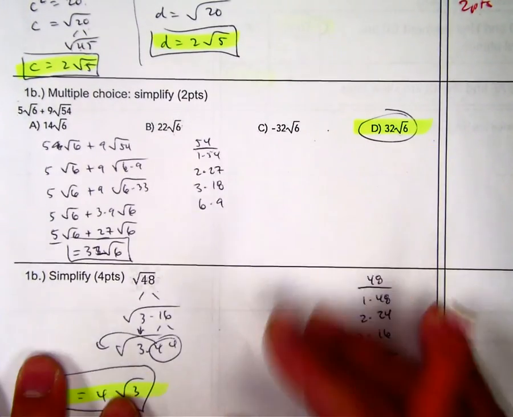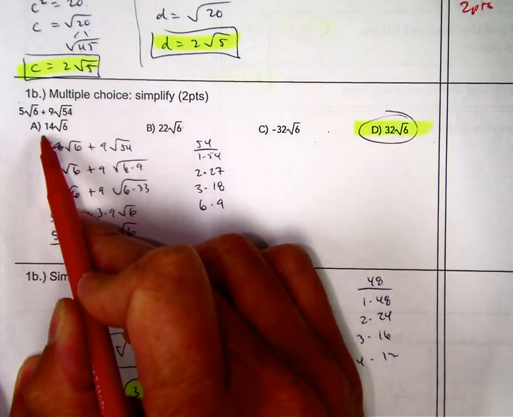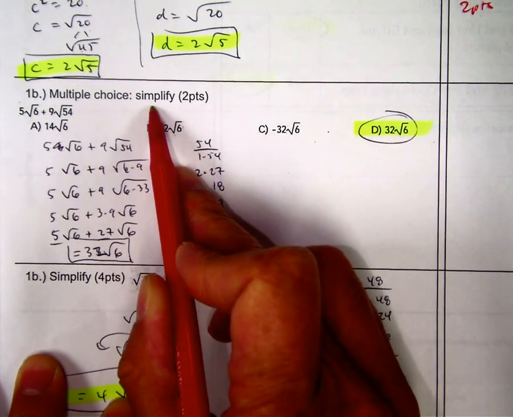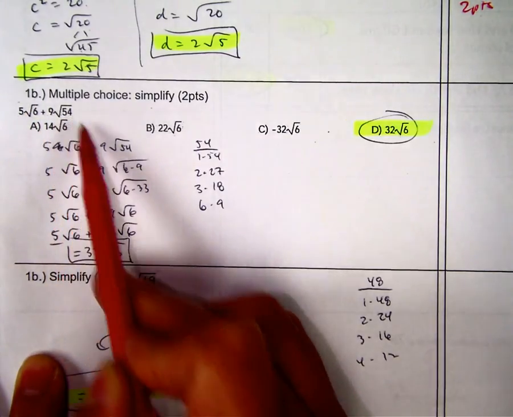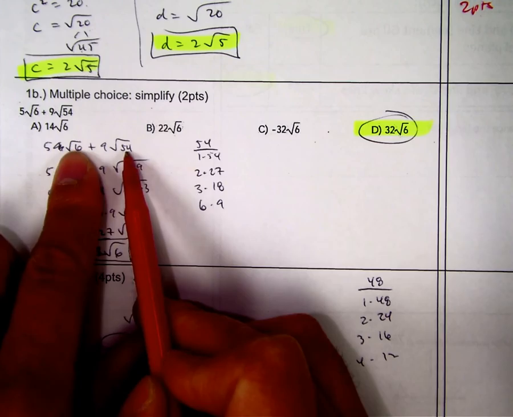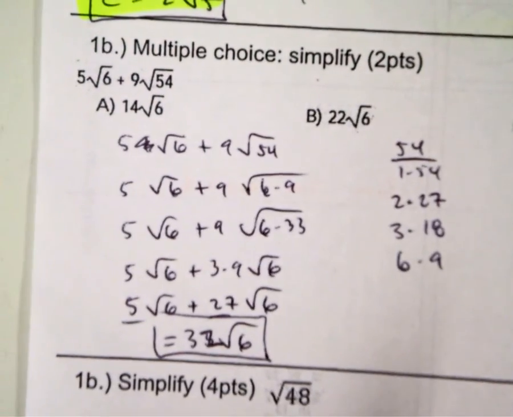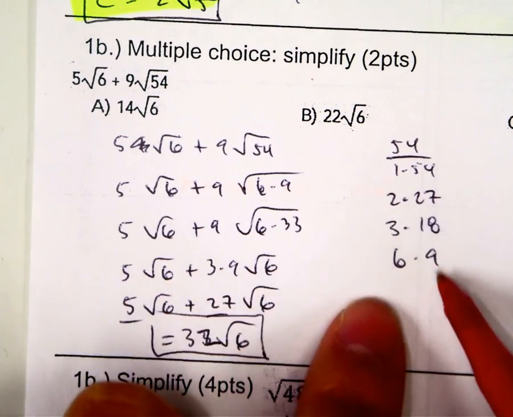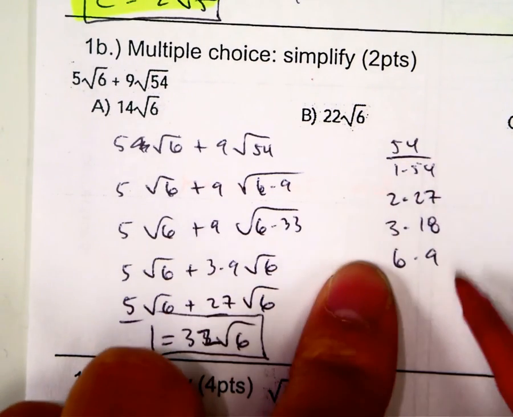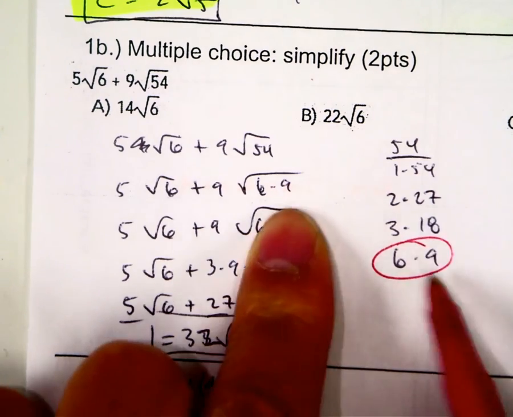Question 1B, this was a multiple choice question. It meant you had to pick one of these, and you need to simplify 5 rad 6 plus 9 rad 54. These are not like terms because these numbers are not the same. Here I listed out all the factors of 54. The best one is with the largest perfect square. That would be 6 and 9.